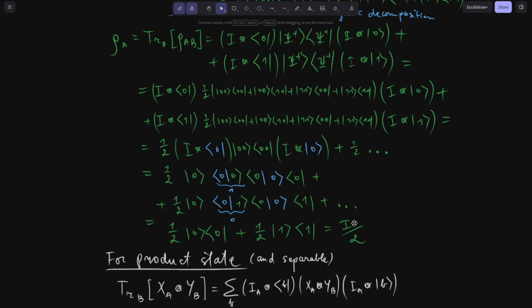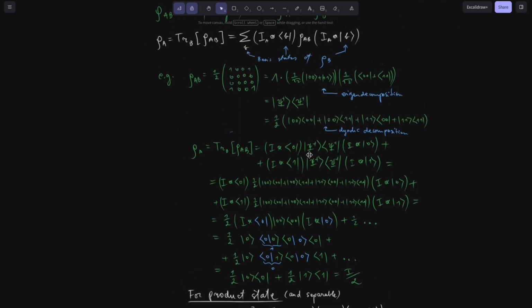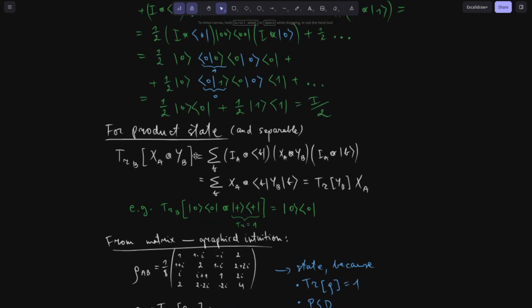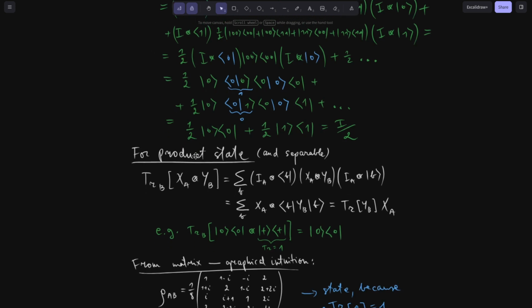So as you can see, we had an entangled state. From the entangled state, we just wanted to extract one system's state, and we got identity, which is the maximally mixed state. So if we recombine that, we just get a product state that is not correlated at all. So we lose information.